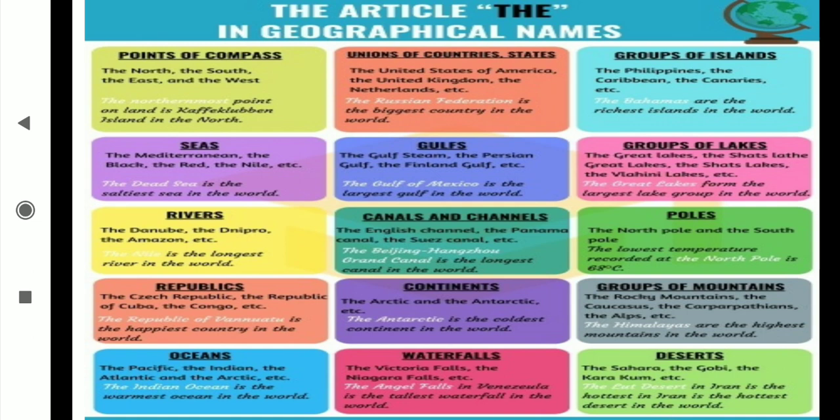Groups of mountains: the Rocky Mountains, the Caucasus, the Carpathians, and the Alps. Oceans: the Pacific, the Indian, the Atlantic, and the Arctic. Waterfalls: the Victoria Falls, the Niagara Falls, many falls are there. And deserts: the Sahara, the Gobi, the Karakum. These deserts also we can use the with, because these are particular, proper names.